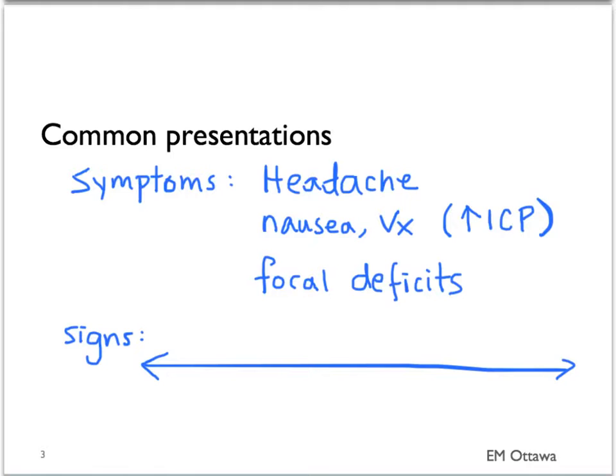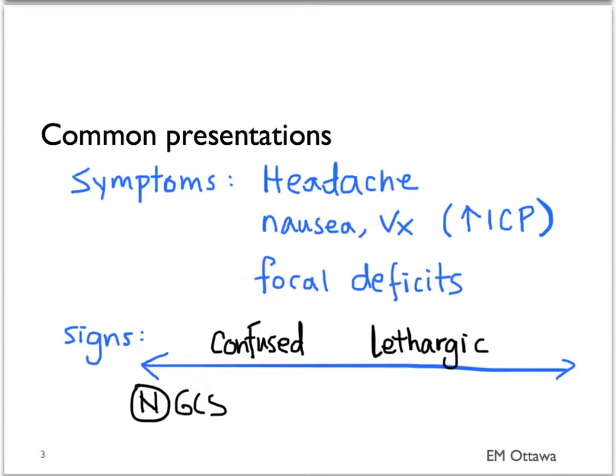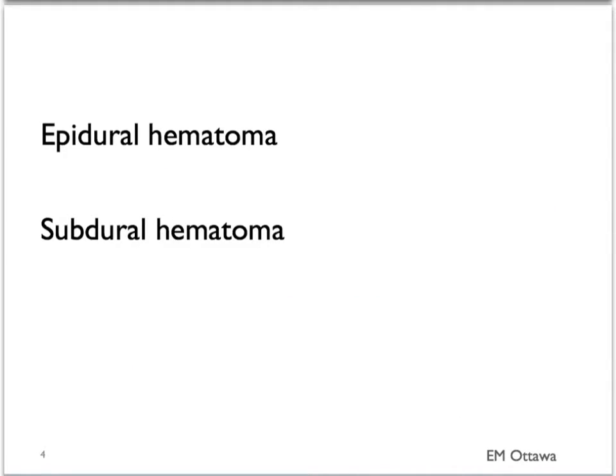There is a range of presentation. The patient can be completely neurologically normal, with a normal GCS, to being slightly confused, lethargic, or unresponsive. They can also present with seizure activities. We will now discuss the specific presentation of epidural and subdural hematoma.